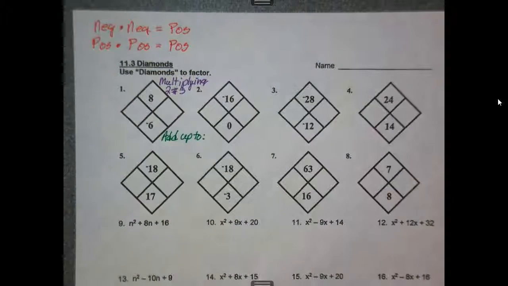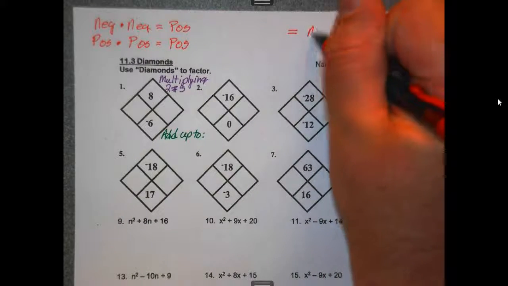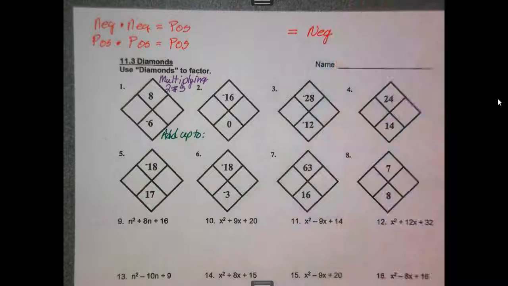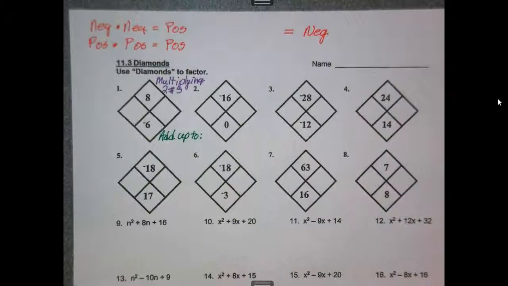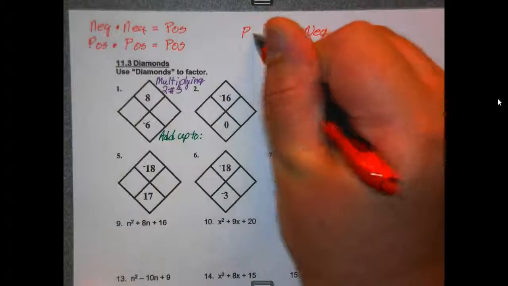Speaking of which, how do I get a negative number when I'm multiplying two numbers together? This is my positive times negative, right? Or negative times positive.